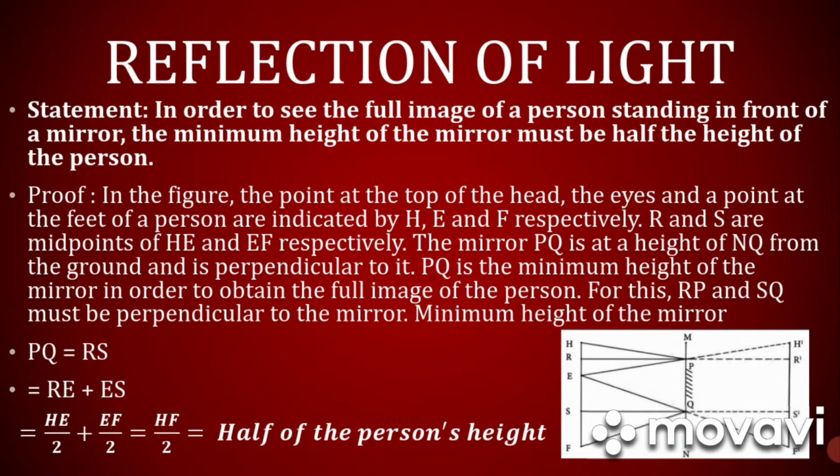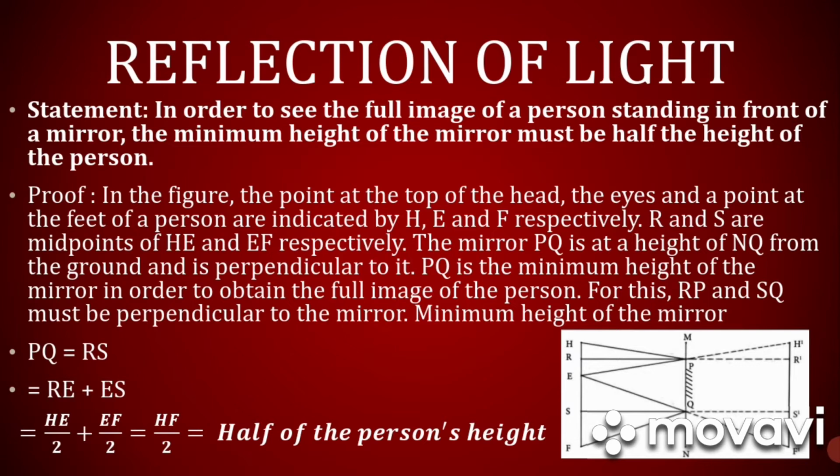Statement: in order to see the full image of a person standing in front of a mirror, the minimum height of the mirror must be half the height of the person. Proof: in the figure, the point at the top of the head, the eyes, and a point at the feet of a person are indicated by H, E, and F respectively. R and S are midpoints of HE and EF respectively. The mirror PQ is at a height of NQ from the ground and is perpendicular to it. PQ is the minimum height of the mirror in order to obtain the full image of the person.